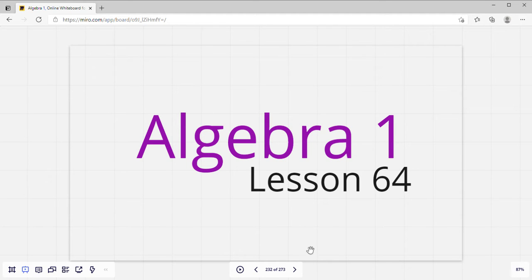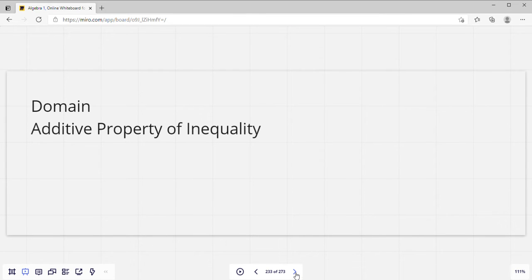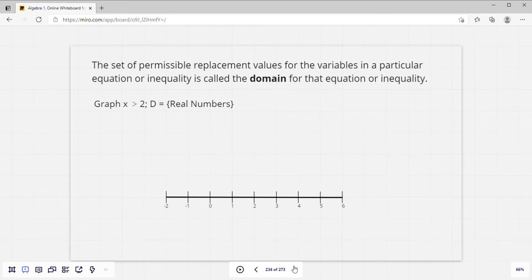This is Algebra 1, Lesson 64, and in this lesson we're going to cover domain and the additive property of inequality. The domain is the set of possible replacement values for the variables in a particular equation or inequality. That's called the domain for the equation or inequality. So domain just tells us what types of numbers we can use in an equation. Sometimes some sorts of numbers are not going to be permissible as the answer to an equation.